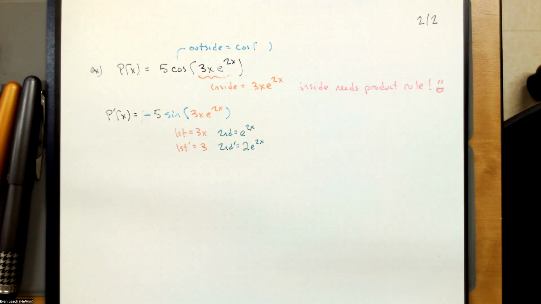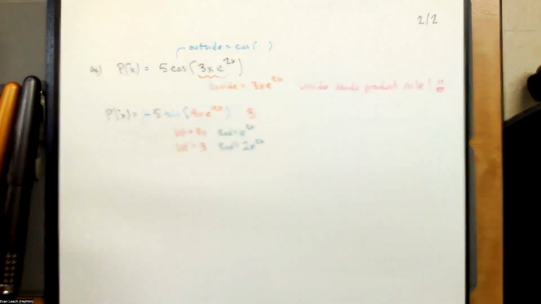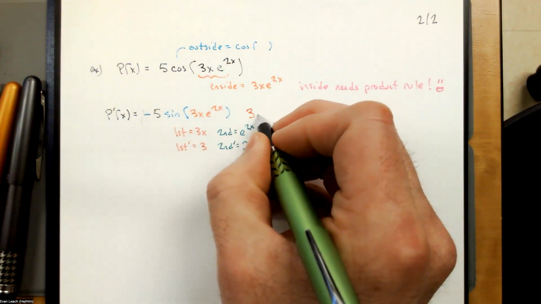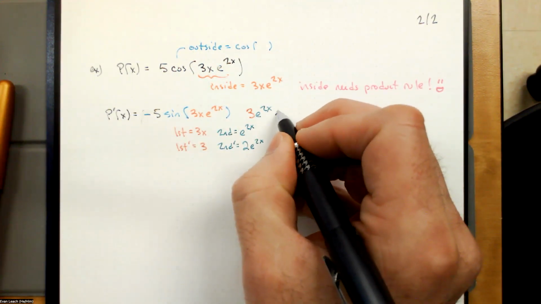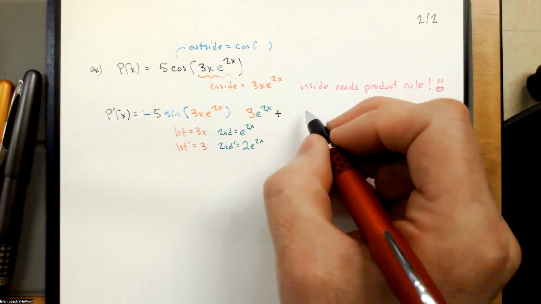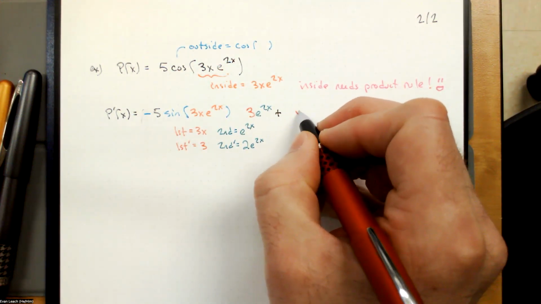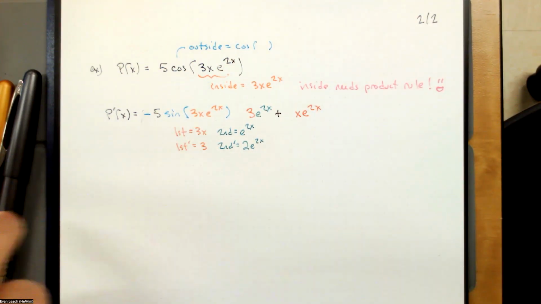So now I got negative 5 sine of 3x e to the 2x times the derivative of 3x e to the 2x, which is going to be a product rule, which is going to make two terms. So I'm going to have 3e to the 2x plus 3x times 2e to the 2x. And then the 3 times 2 is going to be a 6.